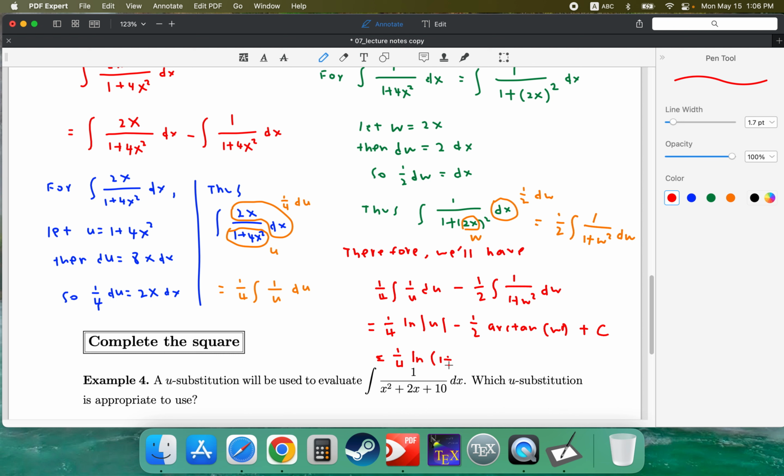Okay, so 1 plus 4x squared. If you forget to drop the absolute value signs, that's not a big deal. That's okay. But you have to know that 1 plus 4x squared is always positive. Minus 1/2 arctangent of w. W is 2x. Arctangent 2x. And finally plus C.